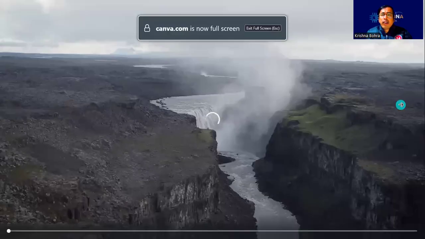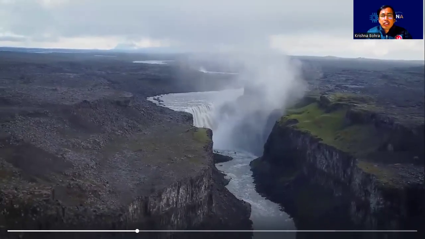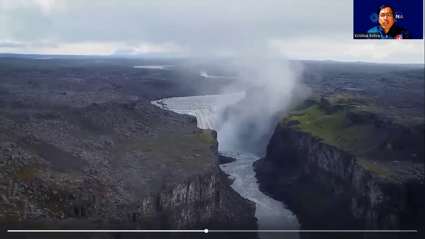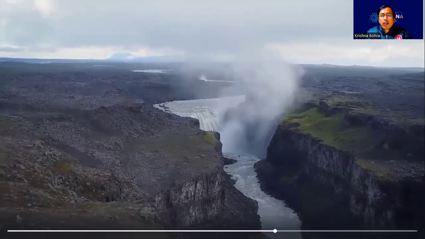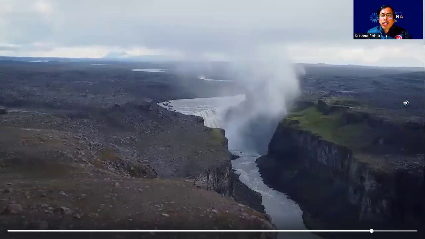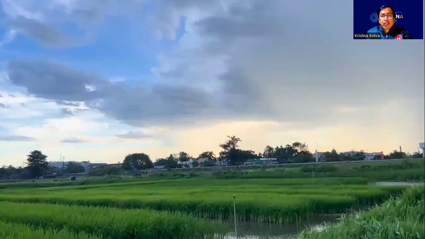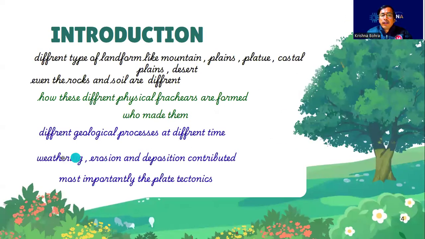So let's begin. When we look around us, we see different types of physical features or topography like mountains, rivers, valleys, gorges, canyons, etc. So it naturally raises the question: who made all of these physical features? There were different geological processes at different times, particularly weathering, erosion and deposition. And the most important of them is plate tectonics.